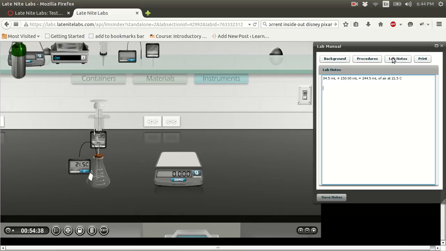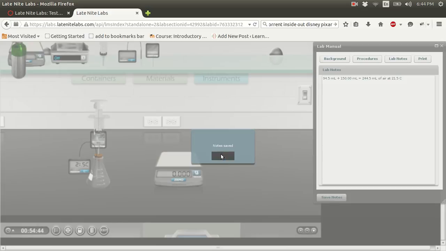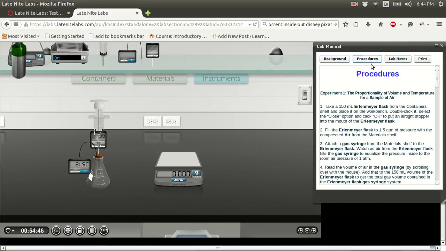Oh no, my lab notes. I gotta save those lab notes. Save notes. Save notes. All right, lucky me, they didn't go away this time anyways.